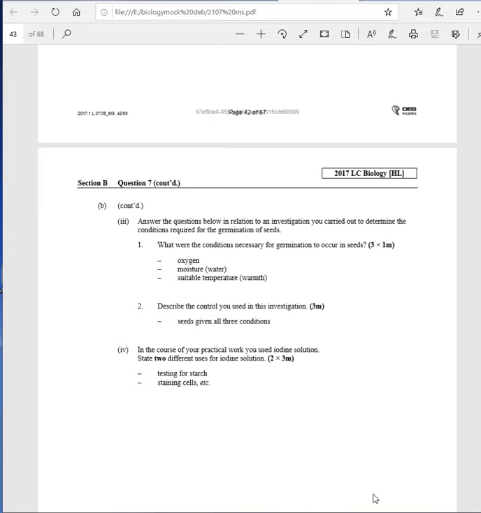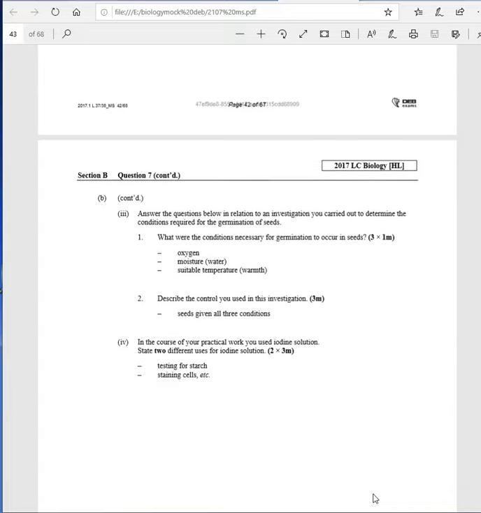And in the course of your practical work, you used iodine solution. Give 2 different sources or uses for iodine solution. You use it to test for starch, as in if you add iodine to starch, it goes blue-black. And you used it to stain your plant cells. It stained the starch in your plant.